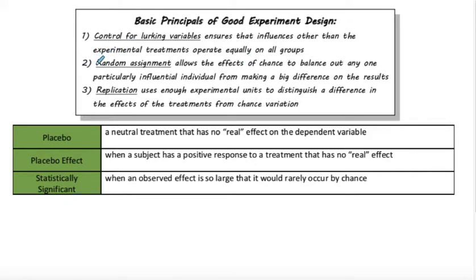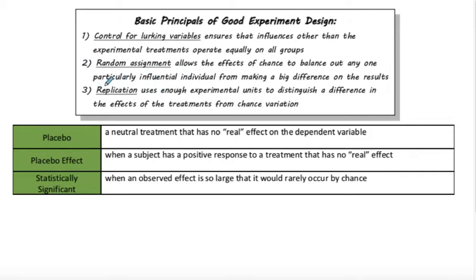Two, another basic principle is random assignment. Again, we want to make sure that the individuals don't have choice in it and that it is randomly assigned. This allows the effects of chance to balance out any one particularly influential individual making a big difference on the results. So it allows for that evenness overall in our 2 groups or 3 groups or however many groups we have.